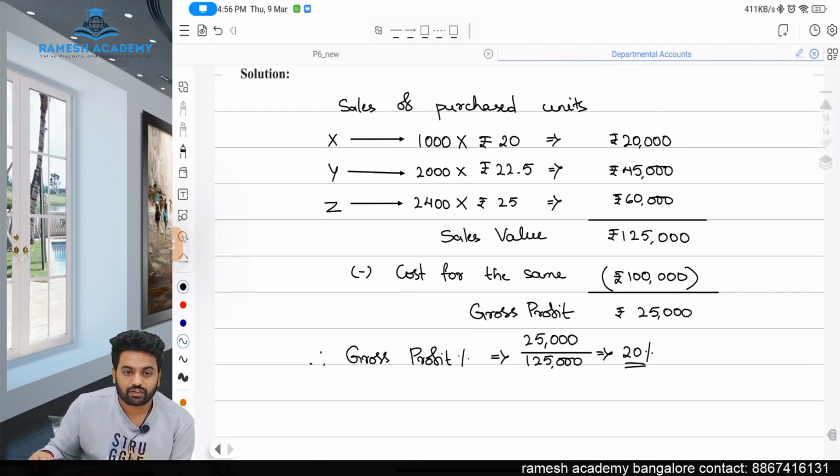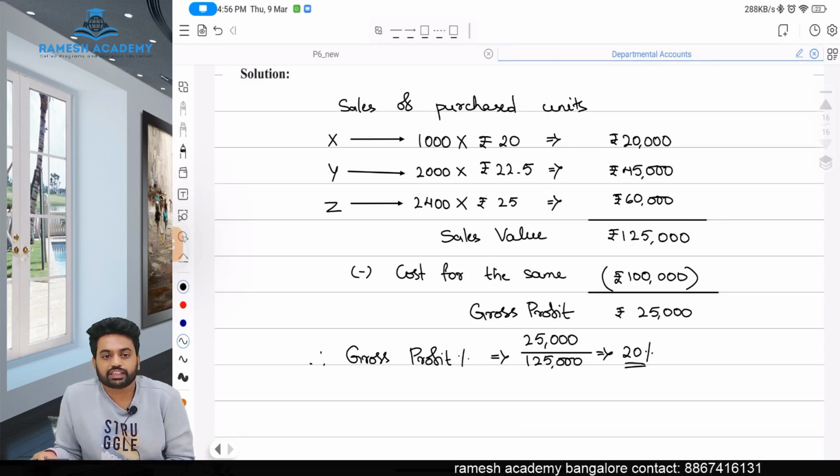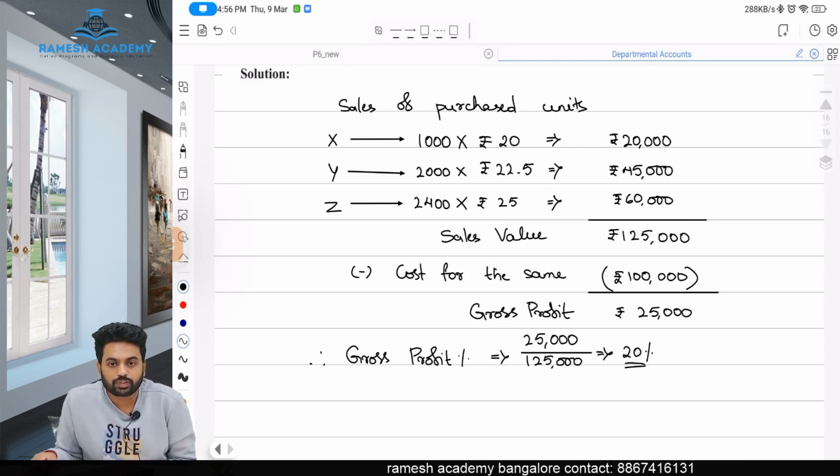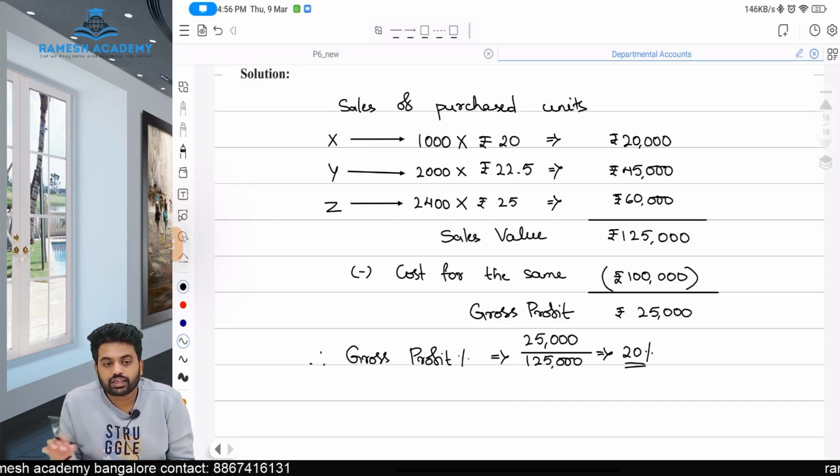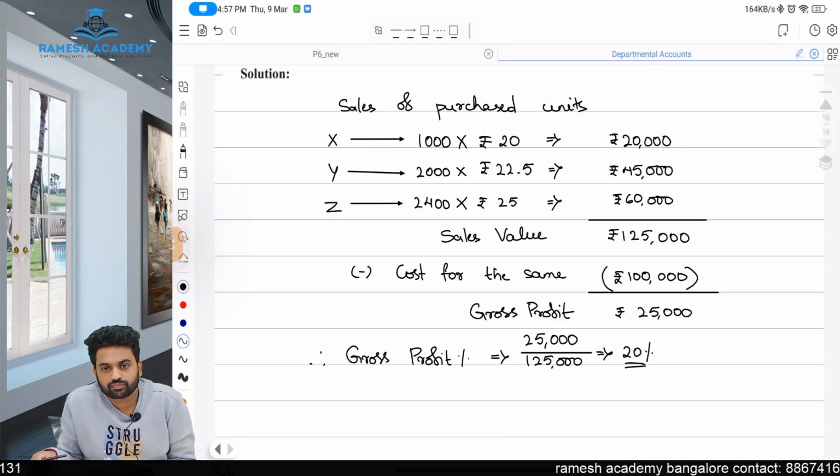Guys, tell me whether computation of GP percentage is clear for you or not. If no, please let me know, I will explain it again. If yes, we can proceed. Is the computation of GP clear? If yes, we will proceed. If no, I will explain it again. Okay, done.